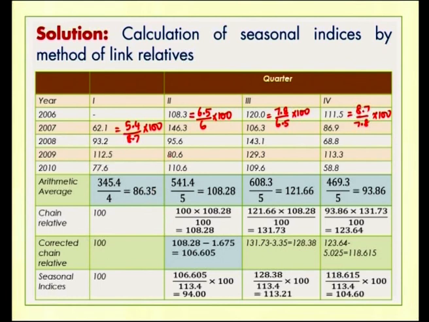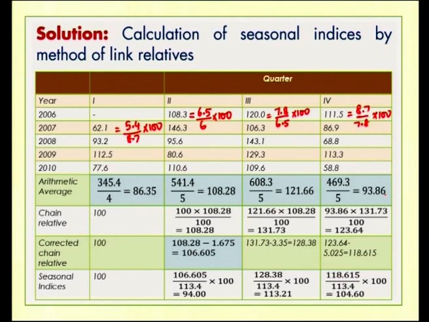That is very important, because for the second quarter we are adding 5 values: 108.3 plus 146.3 plus 95.6 plus 80.6 plus 110.6. You are adding 5 values and the total comes to 541.4. Since the total is the addition of 5 values, it has to be divided by 5 for the average, which is equal to 108.28. Likewise, 121.66 and 93.86 are calculated.